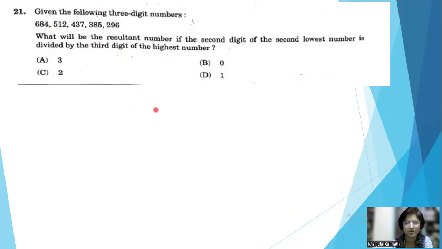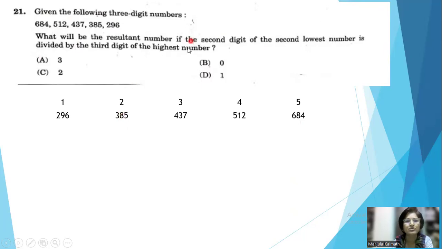So it is very simple. Here, first we have to take all the numbers in ascending order. So this is the lowest and this is the highest here. And what they are asking is the resultant number if the second digit of the second lowest number is divided by the third digit of the highest number. The second digit of the second lowest number is 8.